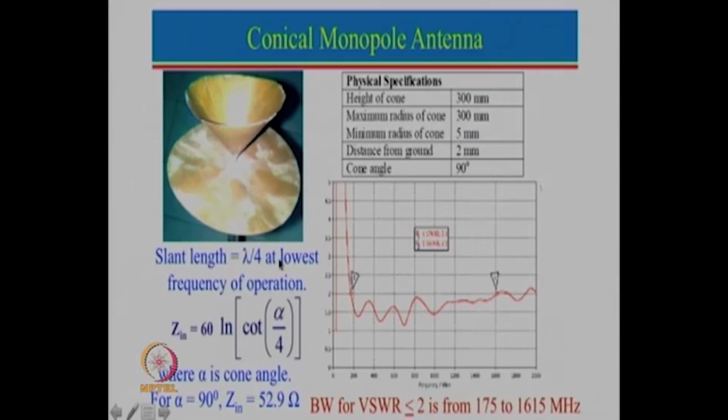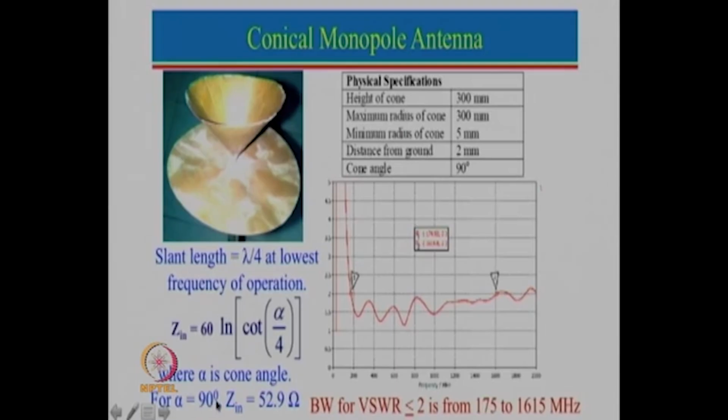That is the exact lambda by 4, but we have taken the height as roughly 300 mm, and you can see the radius of the cone we have taken here. There is a reason for that, because the input impedance of this monopole antenna is given by this expression. Since we wanted to design an antenna with a 50 ohm coaxial feed, we take angle alpha equal to 90 degree, where alpha is this complete angle here. If we substitute alpha equal to 90 degree, we get an input impedance of about 52.9 ohm, which is very close to 50 ohm.